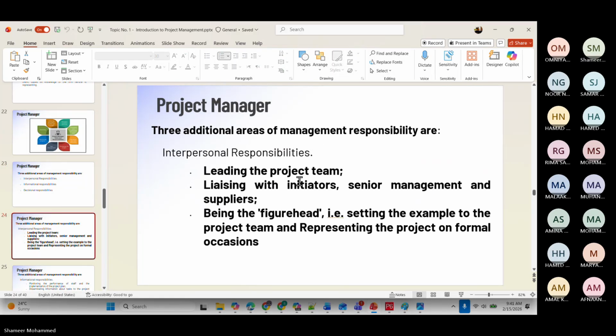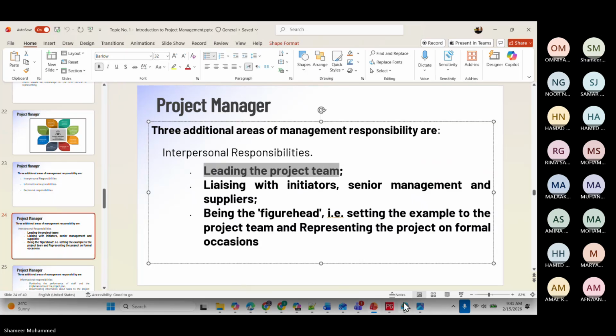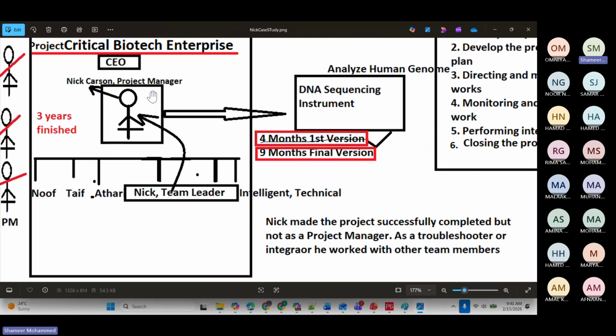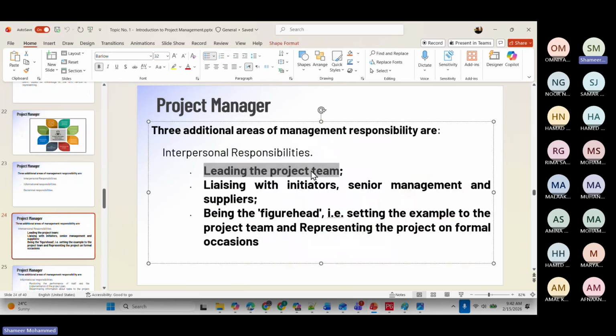Interpersonal, yani inside. See, lead the project team. Lead the project team. So here who is this one? See, Nick. What is this person? Project manager. He is what? Leader, team leader. Team leader of Noof, Taif, Atari, other people in this team. So he is leading the project team.